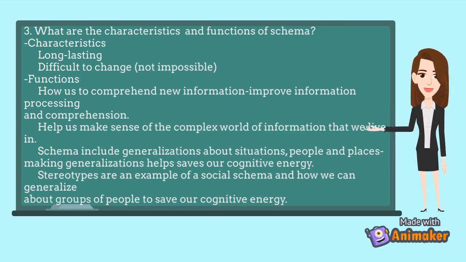Schema include generalizations about situations, people and places. Making generalizations helps save our cognitive energy. Stereotypes are an example of a social schema, in which we generalize about groups of people to save our cognitive energy.